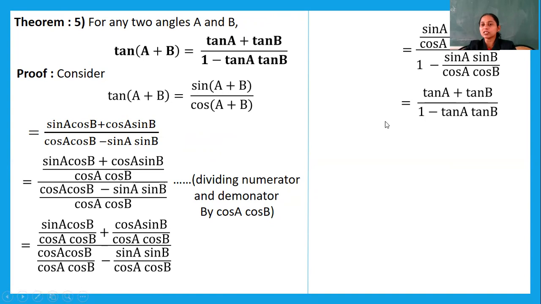For sin a divided by cos a, what will you put? tan a. For sin b divided by cos b, tan b. When we put that, what final result do we get? tan a plus b is tan a plus tan b divided by 1 minus tan a into tan b.